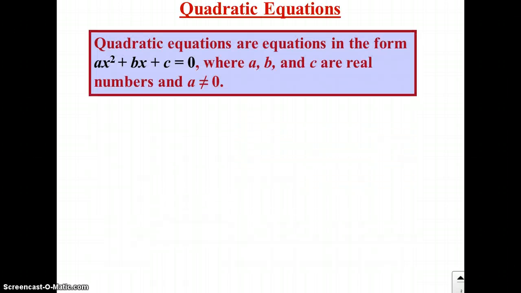A quadratic equation is an equation in the form ax squared plus bx plus c equals 0, where a, b, and c are real numbers. A can never equal 0. Why would they have that restriction? Well, if a is 0, we've got no x squared term. So we get a linear equation rather than a quadratic equation.